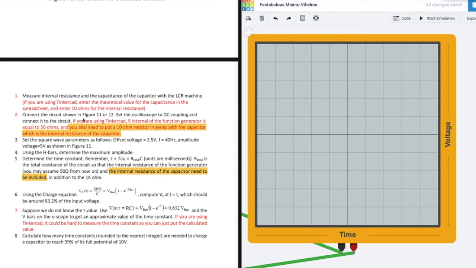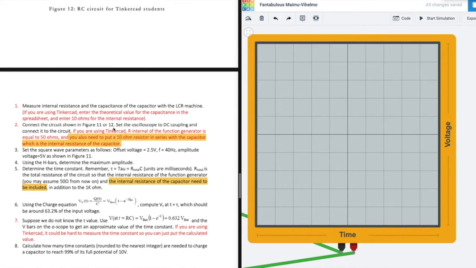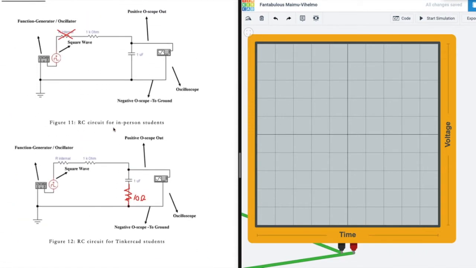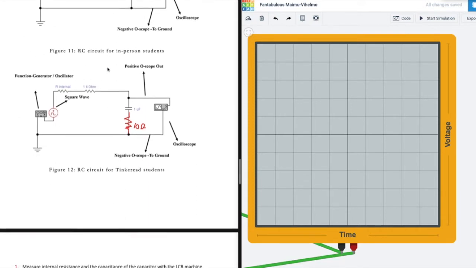For the second step, we need to build the circuit. If you're in person, the internal resistance for the function generator and capacitor already exist, so you don't need to put them here. But if you're using Tinkercad, you need to put a 50 ohm resistor for the function generator and a 10 ohm resistor to be the internal resistance for the capacitor.